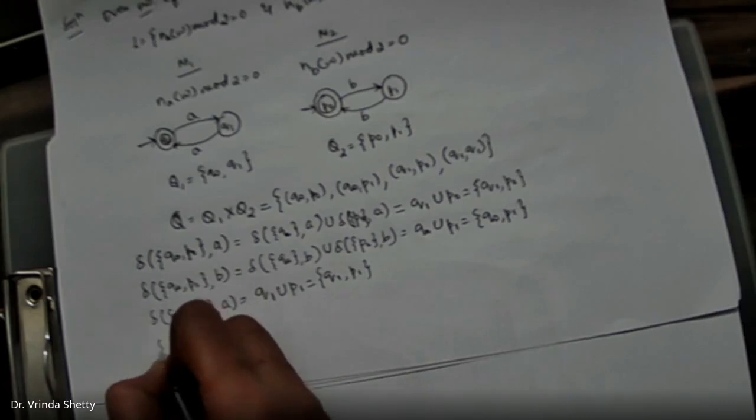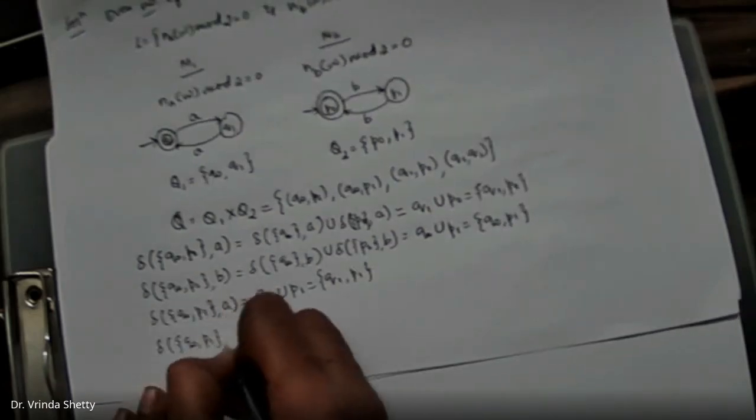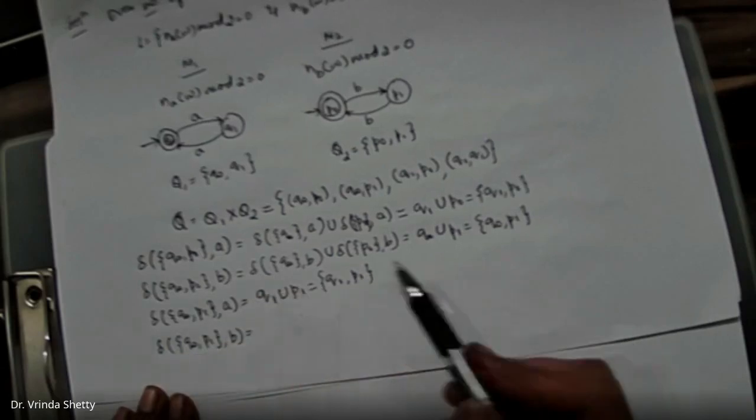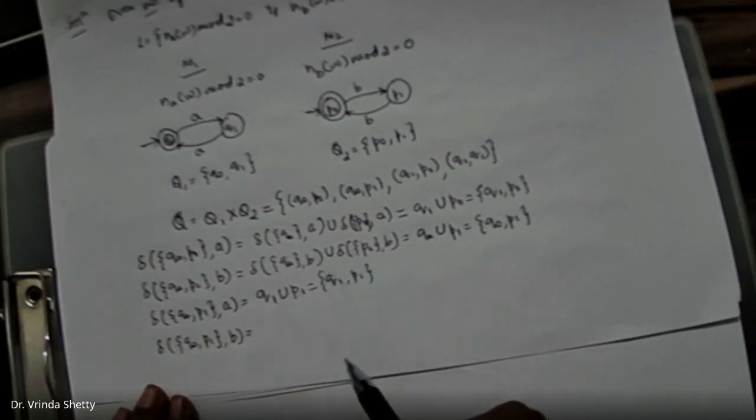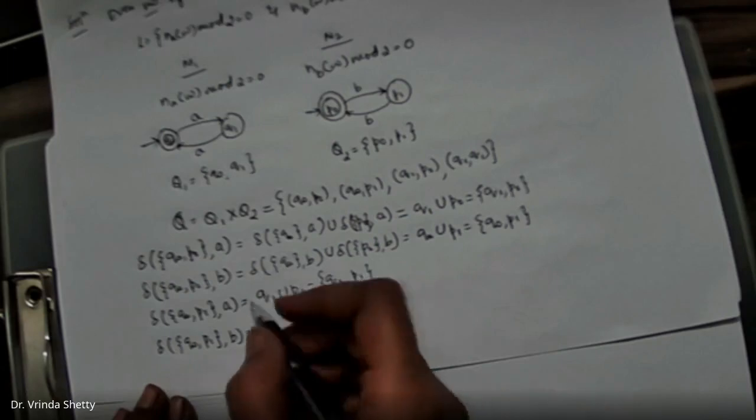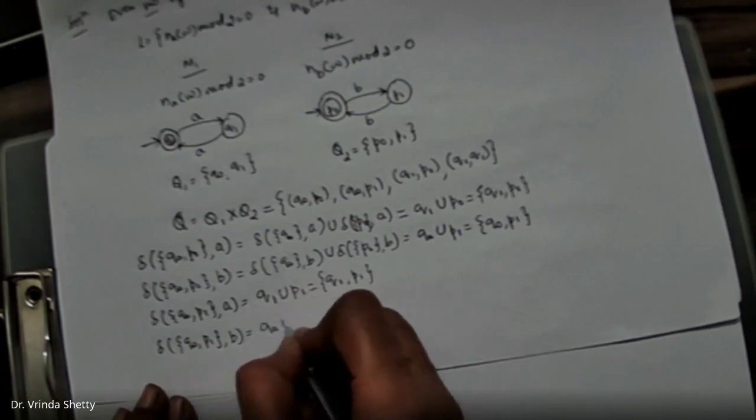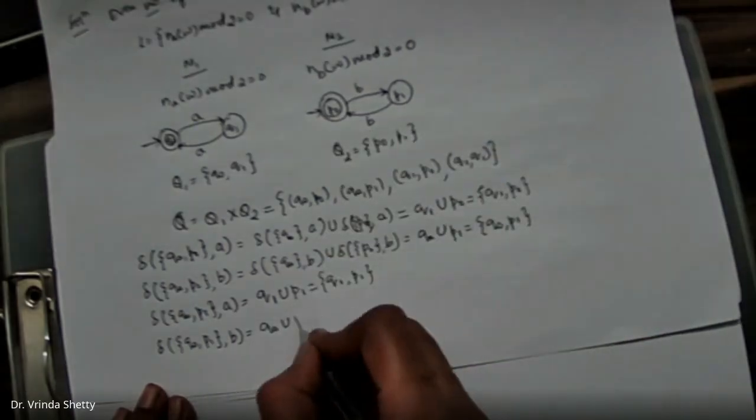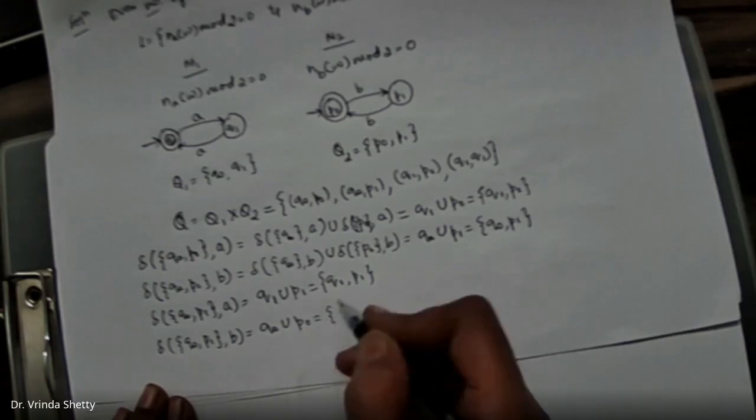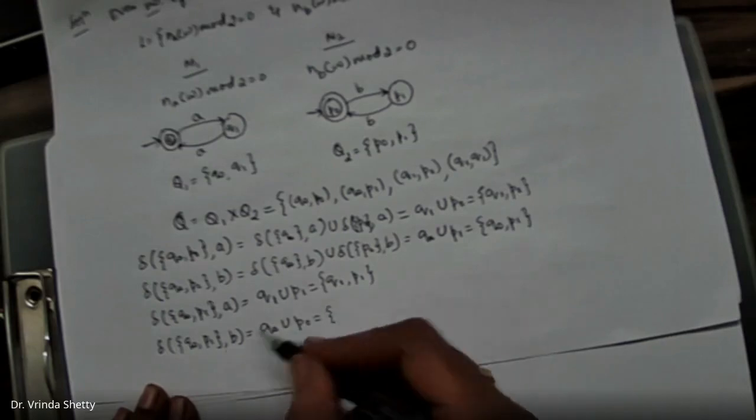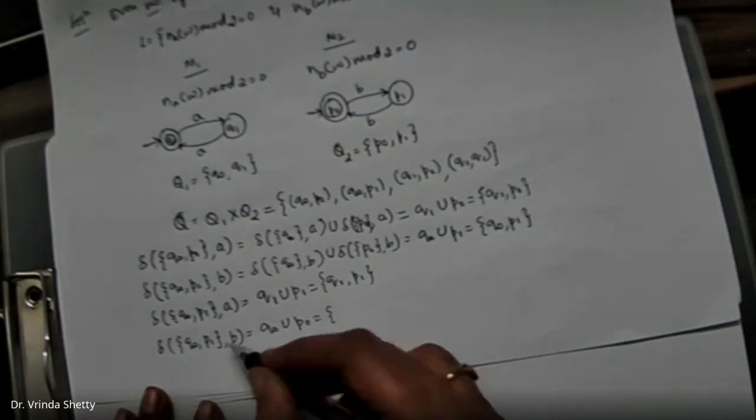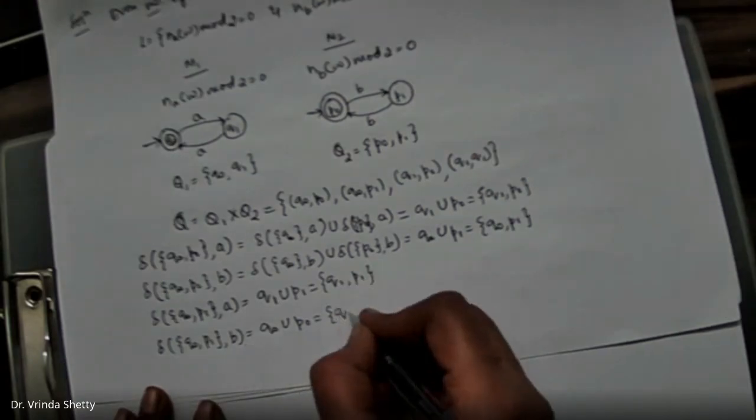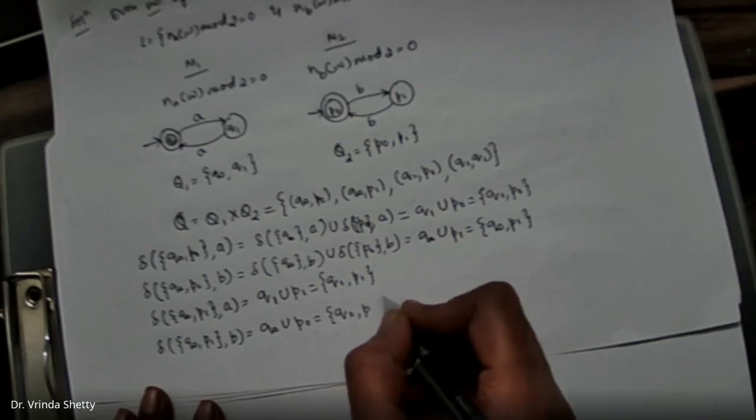Next, same thing. Q naught P1 on B input. That is delta Q naught P1 on B. Whether Q naught on B is defined, it's not defined. So we have to keep Q naught as it is, union P1 on B. P1 on B, where is it going? It is going to the state P naught. So we'll write it as P naught. So Q naught on B is not defined, Q naught as it is; P1 on B is P naught. So we'll get the states as Q naught P naught.